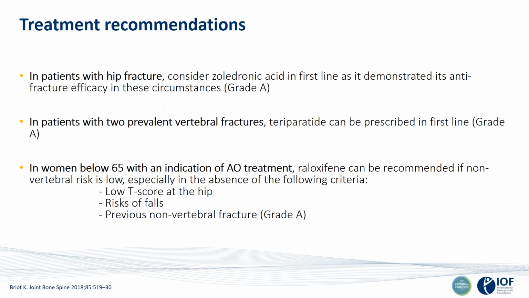Then you have the difficult choice of the treatment. In most countries, and it is the case in France, the first line treatment is bisphosphonate. They are the cheapest drugs, and they have well demonstrated their effectiveness. In our guidelines, we put upfront zoledronic acid in patients with hip fracture because we have one specific clinical trial that indeed demonstrated the effectiveness of zoledronic acid in this specific population.